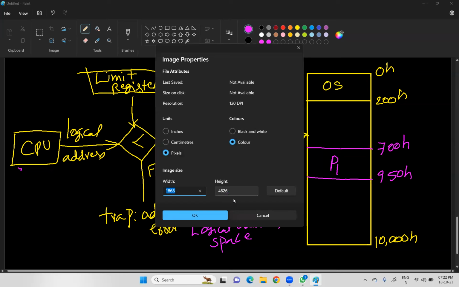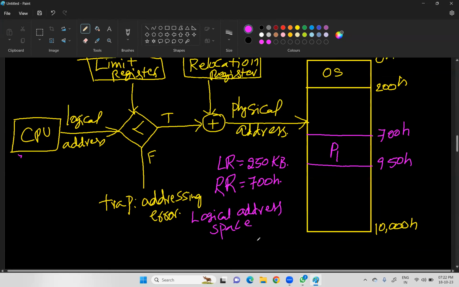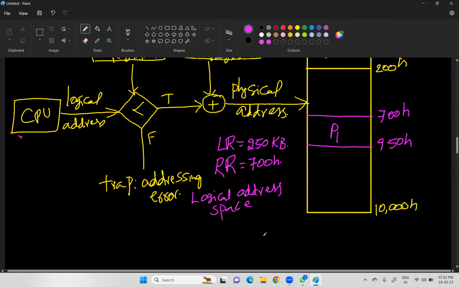Logical address space will be, so the CPU can generate, let me say, addresses from 0 kilobytes to 250 kilobytes. This is the logical address space. It could generate 0, 1, 2, 3, 4, 5, 6, and so on. Each kilobyte can be used to store one instruction.